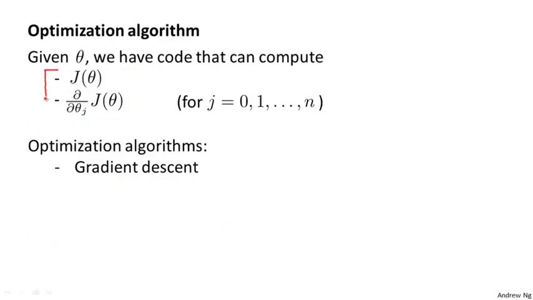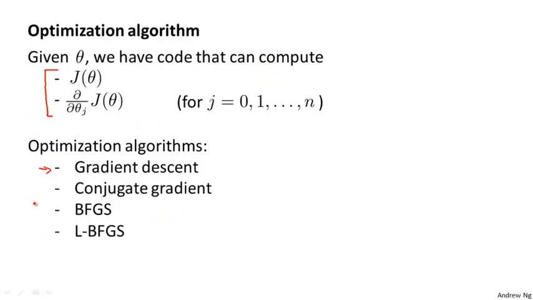So, having written code to compute these two things, one algorithm we can use is gradient descent. But gradient descent isn't the only algorithm we can use, and there are other algorithms, more advanced, more sophisticated ones, that if we only provide them a way to compute these two things, then these are different approaches to optimize the cost function for us. So conjugate gradient, BFGS, and L-BFGS are examples of more sophisticated optimization algorithms that need a way to compute J of theta and need a way to compute the derivatives, and can then use more sophisticated strategies than gradient descent to minimize the cost function.